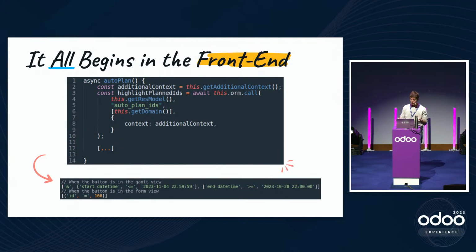Now, what this returns, you can see at the bottom. So when we are in the Gantt view, as we saw, we get a temporal domain, basically a date range domain, which states the date range of the open shifts that we're about to plan. And when we are in the form view for one individual shift that we want to auto plan, it only gets the ID of the shift, I'm sorry.